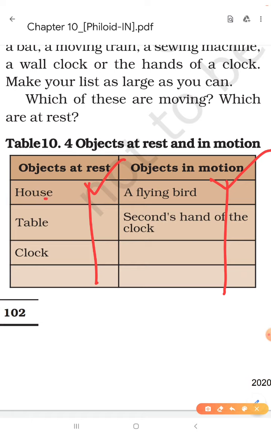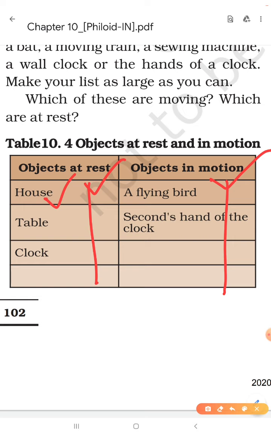Some objects are at rest and some objects are in motion. As we have seen, a house remains at rest. It means that it does not change its place. We have one definition for rest and one definition for motion. If in a time interval, by passing time, a body changes its position, then it is said to be in motion. And if a body does not change its position with passing time, it means that the object is at rest.